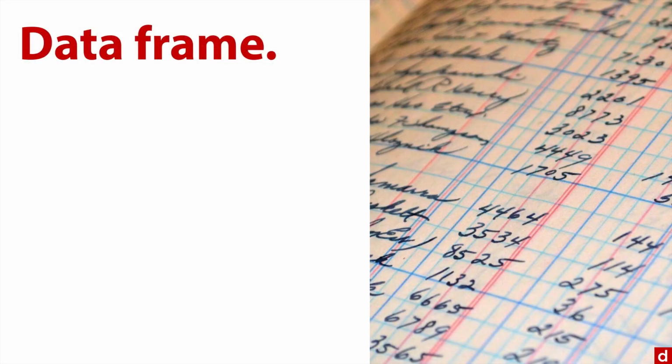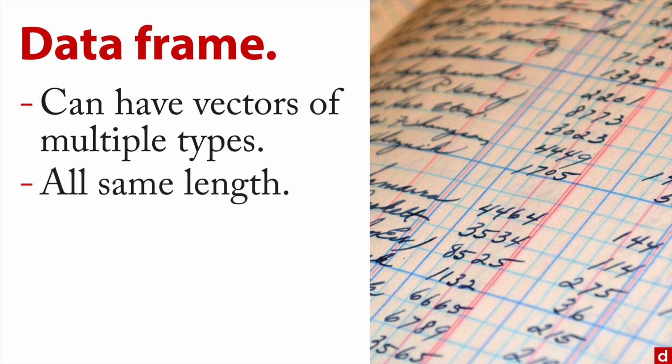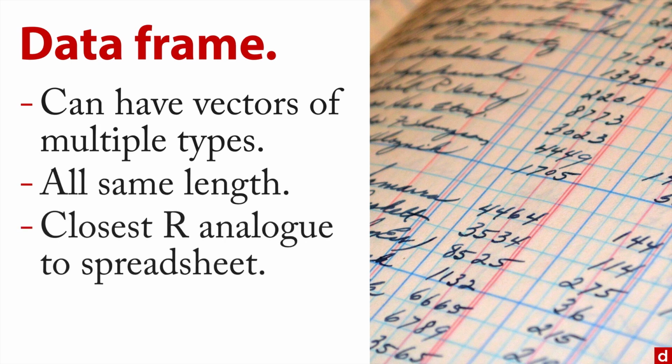On the other hand, probably the most common form is a data frame. This is a two-dimensional collection that can have vectors of multiple types. You can have character variables in one, you can have integer variables in another, you can have logical in a third. The trick is they all need to be the same length. You can think of this as the closest thing that R has that's analogous to a spreadsheet. And in fact, if you import a spreadsheet, it's going to go into a data frame typically.